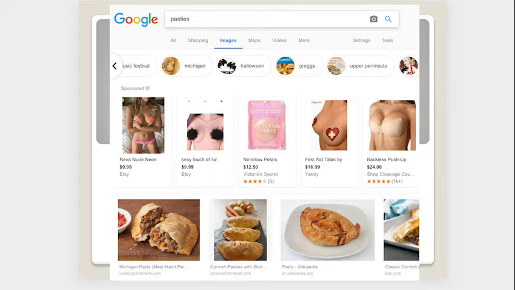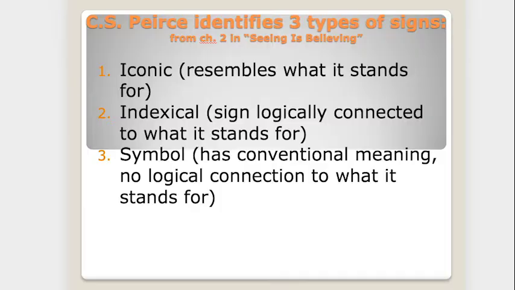This is a result from a Google safe search. Pasties or pasties? When you see it on paper, it's different than hearing it out loud. So words have a different meaning in different cultures. They have different meanings based on what we're expecting, and they have different meanings based on pronunciation. All of those things are factors in communicating effectively.